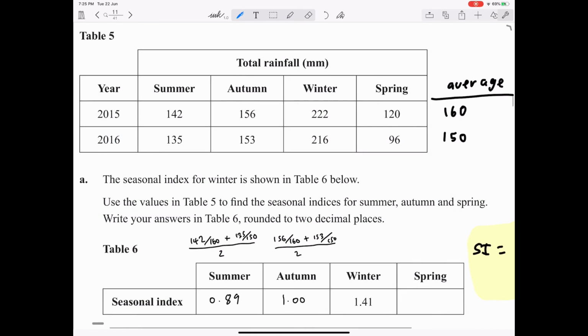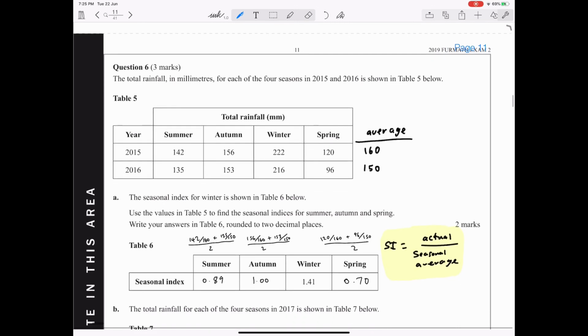And winter has been done for us. So for spring, we'll do the same thing. Actual value, 120, divided by the seasonal average, which is 160 for 2015, plus the seasonal index for 2016 in spring is 96 divided by 150. Divide that by 2, put that in your calculator, and you get 0.70 to 2 decimal places.